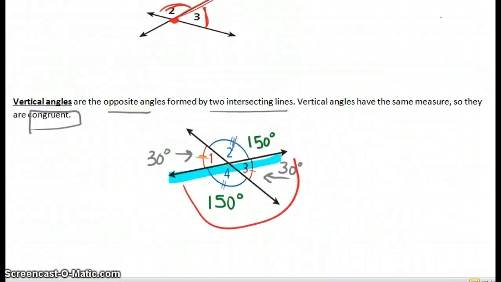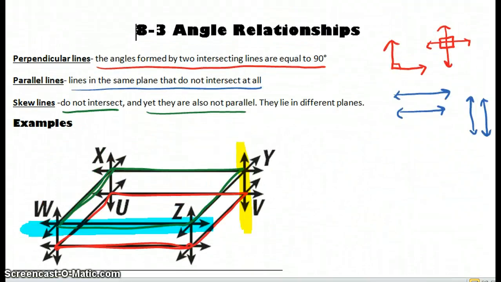This was Section 8.3, Angle Relationships.